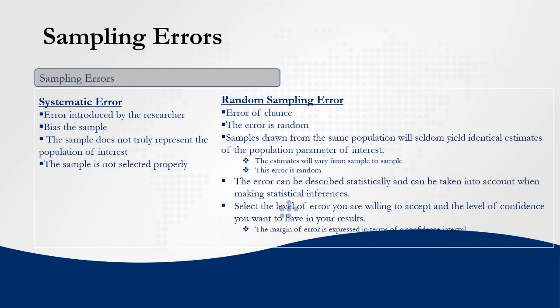So there will be errors that are introduced by the fact that we are sampling, but they are not systematic, they are random. So as I'm saying here, the estimates will vary from sample to sample, and the error is random. But this error, we can describe it. And usually when we make inferences, we take it into account. You will hear, we will report the confidence interval. When we report, this is the mean, and this is the confidence interval.